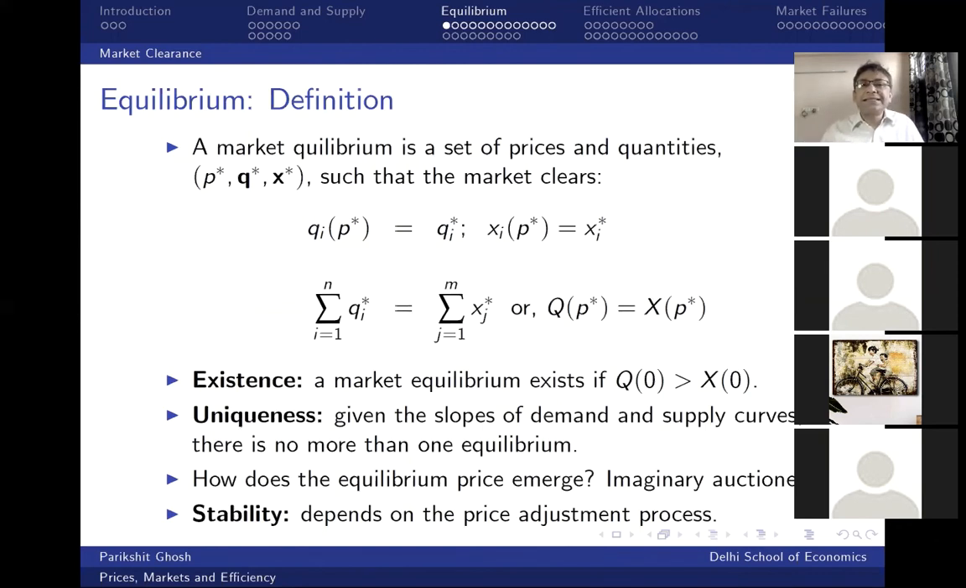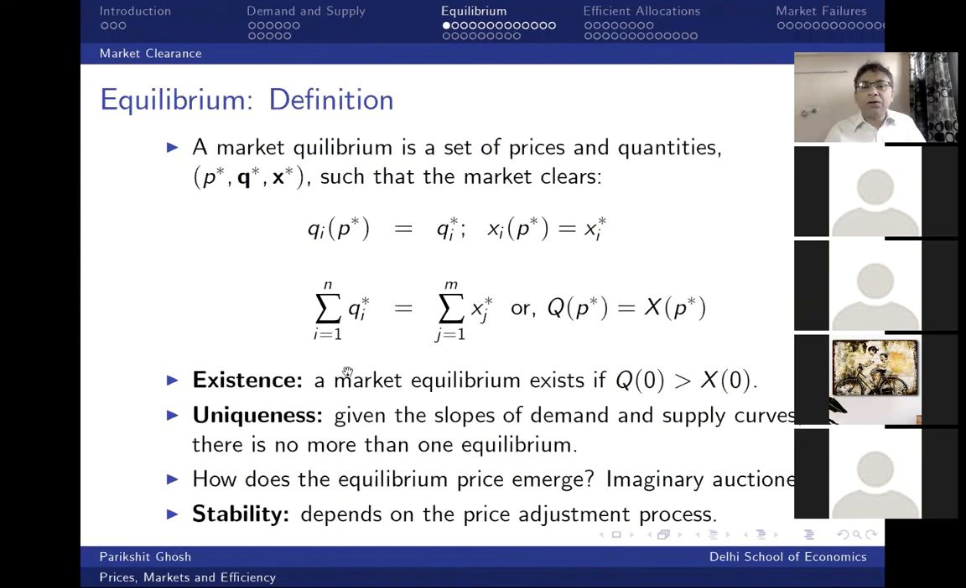Is there a single price? Because if, theoretically, there's more than one price that clears the market, then this particular theory is a little short in terms of making predictions, right? Which of these prices, which of these equilibria will come about? It has nothing to say on that. So uniqueness is something that we worry about.